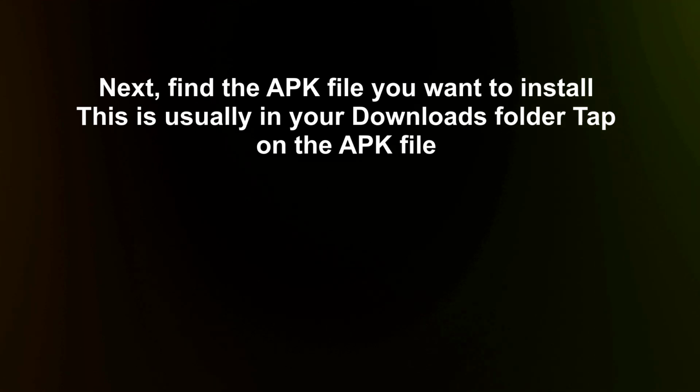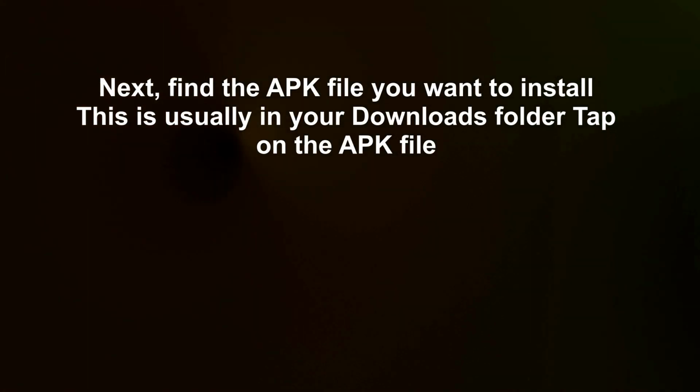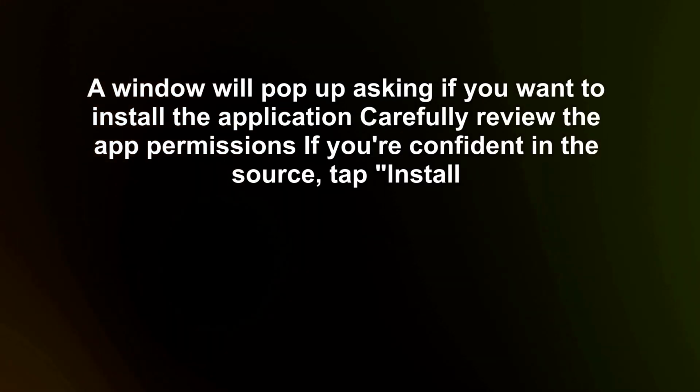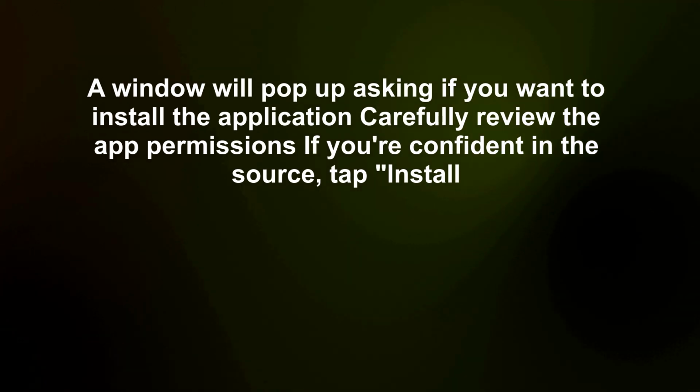Next, find the APK file you want to install. This is usually in your Downloads folder. Tap on the APK file. A window will pop up asking if you want to install the application.